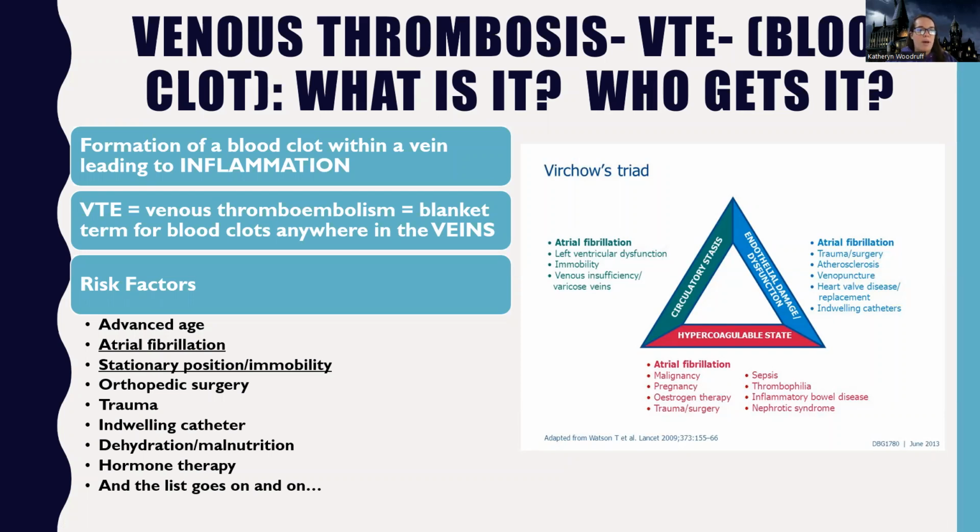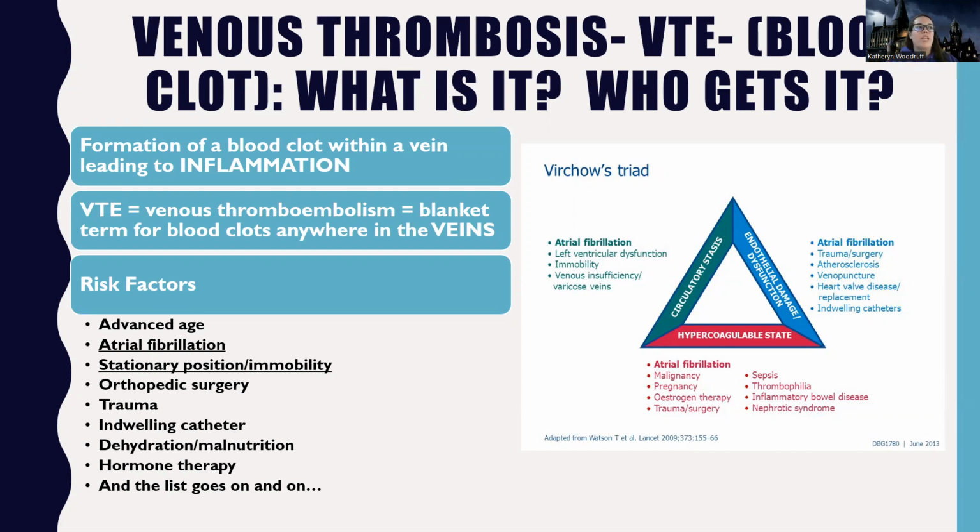So risk factors: what's in this picture here is what's known as Virchow's triad. And this is kind of the risk factors, or things that can lead up to having a blood clot. The first one is what's known as circulatory stasis, so anything that's causing pooling of blood in one place. So atrial fibrillation is an abnormal rhythm we'll talk about here soon. You're gonna love it, by the way. Dysrhythmias are so much fun.